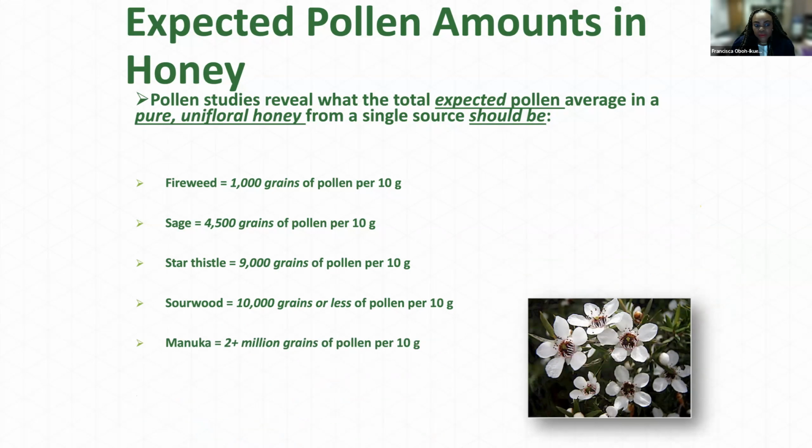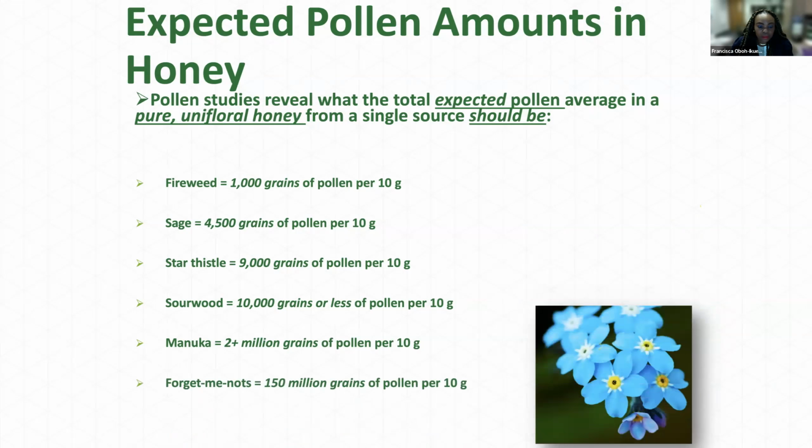In manuka, manuka honey is one of the purest types you can find if it's not blended, more than 2 million grains of pollen per 10 grams. But then look at forget-me-nots, 150 million grains of pollen per 10 grams. So without knowing some of these expected averages, this type of study may not yield the correct results.